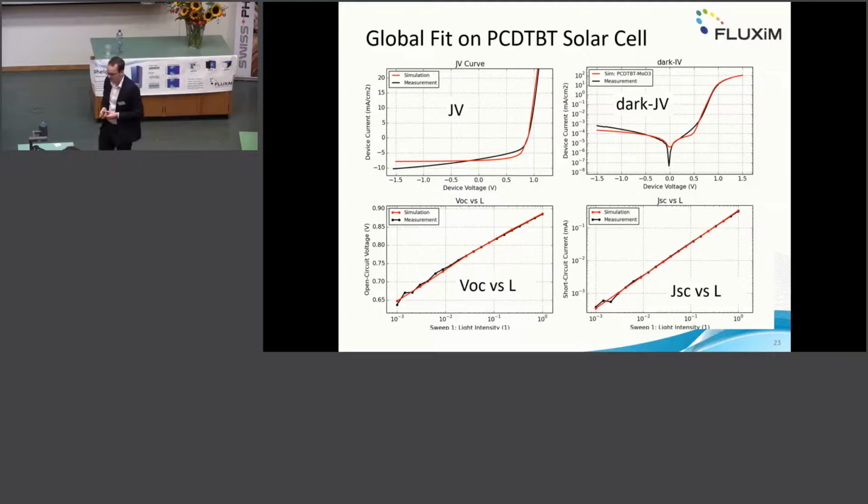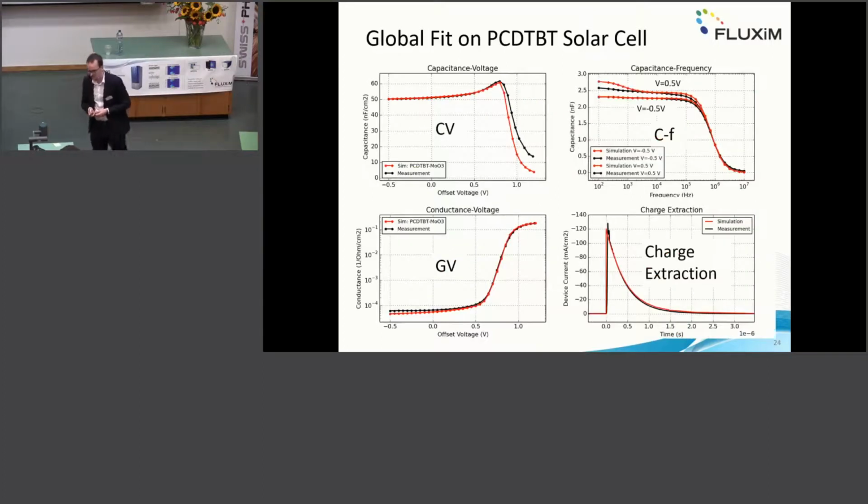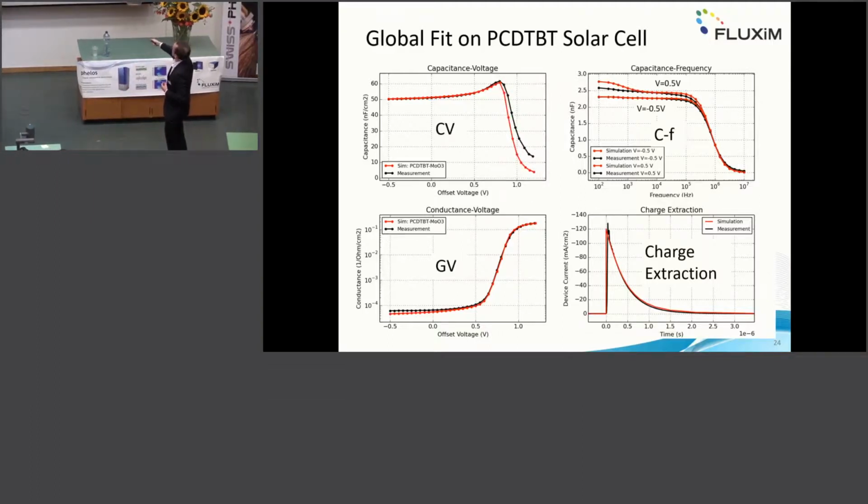So let's go to impedance and transient techniques. The capacitance voltage we can also reproduce more or less. You see here there's a certain deviation: the capacitance collapses a bit faster, but I think that's fairly okay. When we look at the conductance versus the voltage, it's also the same. It matches quite well. We can also reproduce the capacitance frequency.